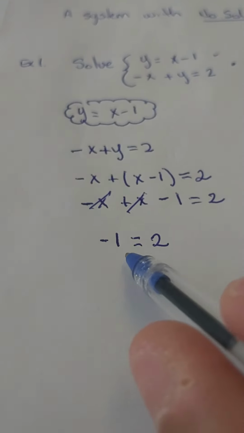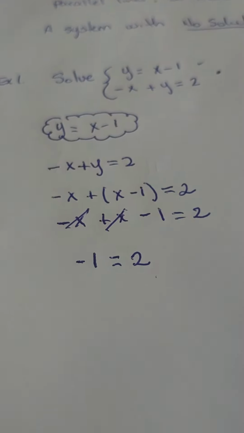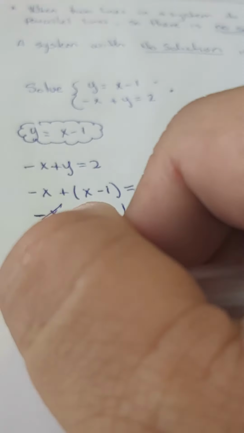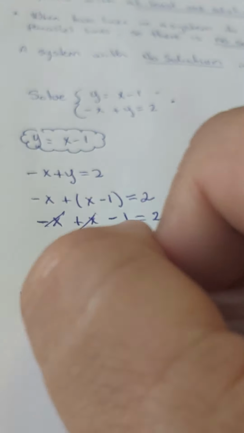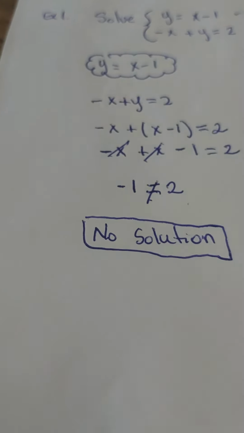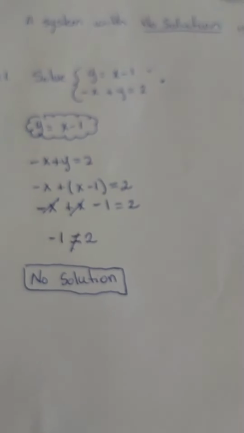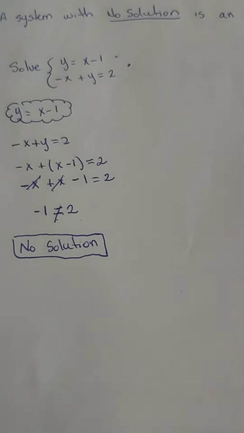Notice, negative 1 equals 2. Is this true or false? Negative 1 equals 2. This is false. Since negative 1 is not equal to 2, then we can say that the system has no solution. Okay? Because negative 1 is not equal to 2. No solution. Now, another way to prove this is by graphing.